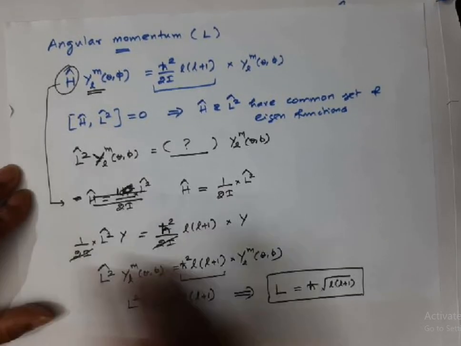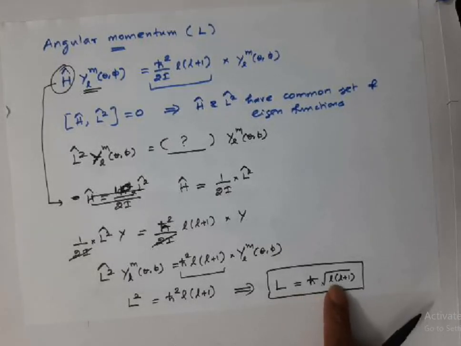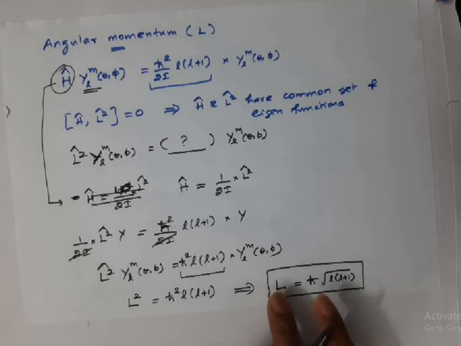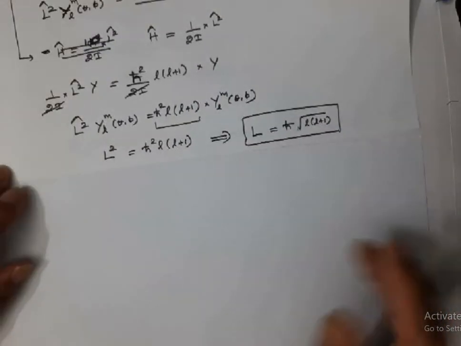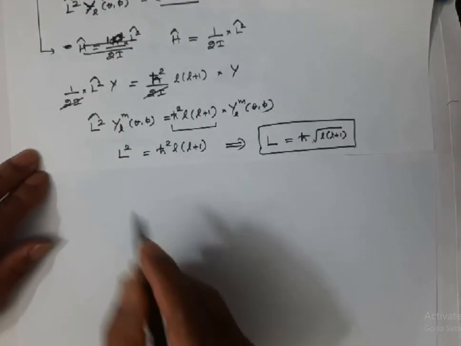Now, can the total angular momentum take any possible value? Is it continuous? No, because we have the quantum number L. You know very well the quantum number L can take the values 0, 1, 2, 3, etc. Since L can take only certain allowed values, the total angular momentum can also take only certain allowed values. So what are the allowed values of the total angular momentum? Let me write here. The quantum number L can take only these values.